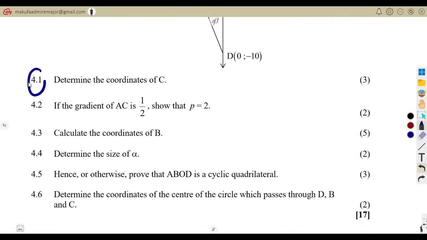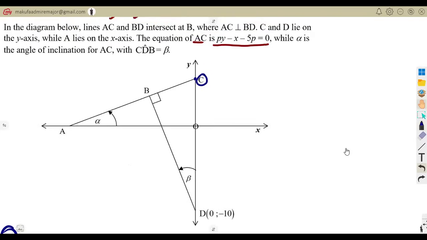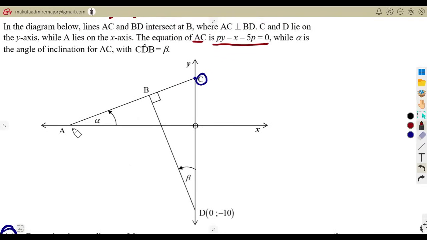First one, determine the coordinates of C. C is the y-intercept here. This is where we have our C. That is the y-intercept of the line AC. So we can determine that, all right? So that's 4.1. So C, remember, is the y-intercept. So if it is the y-intercept, it is on a condition where x is equal to what? Where x is equal to 0. So we're just going to substitute in the equation of the line AC.